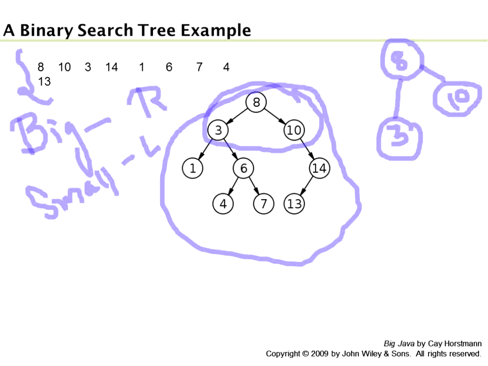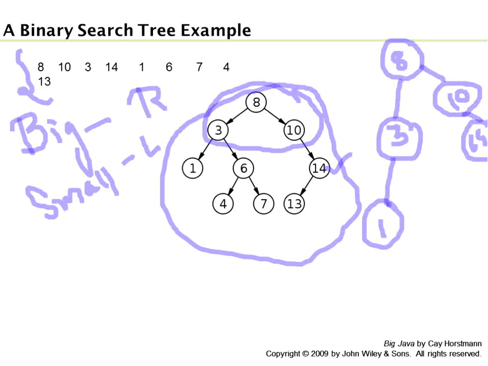Now next is 14. 14 is greater than 8, so it will move towards right. And again 14 is greater than 10, so it will move towards right of 10. There is no space, that's why I have created it like this. Then you have 1. 1 is smaller than 8, then 1 is smaller than 3, so towards left of 3. And so on.